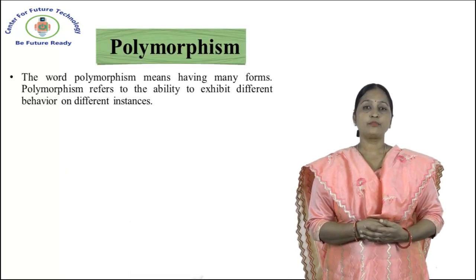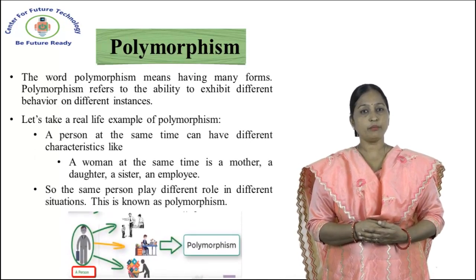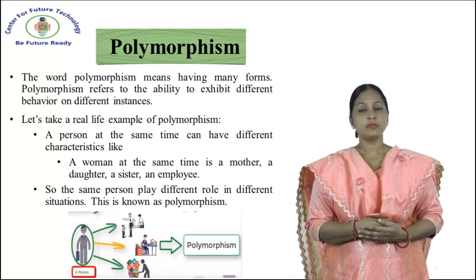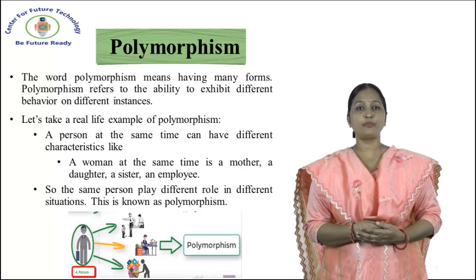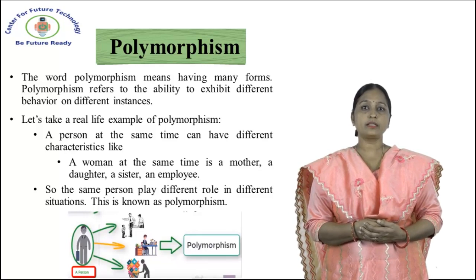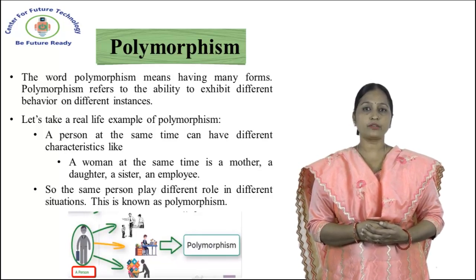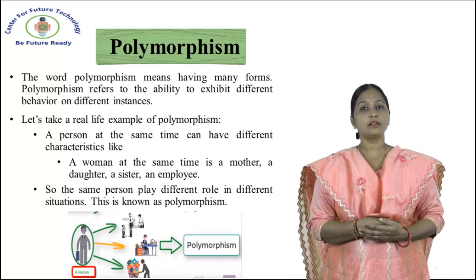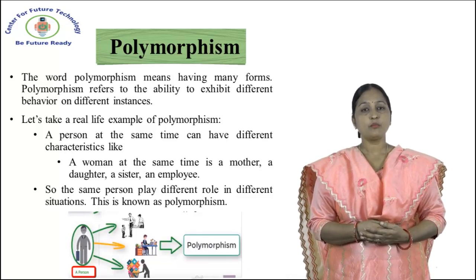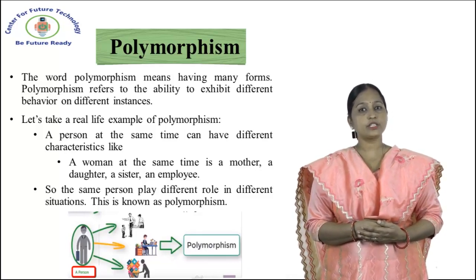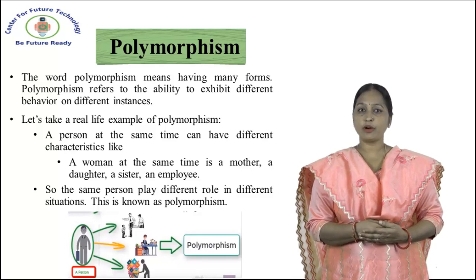Polymorphism. The word polymorphism means having many forms. Polymorphism refers to the ability to exhibit different behavior on different instances. Let's take a real life example of polymorphism. A person at the same time can have different characteristics, like a woman at the same time is a mother, a daughter, a sister and employee. So the same person plays different roles in different situations. This is known as polymorphism.